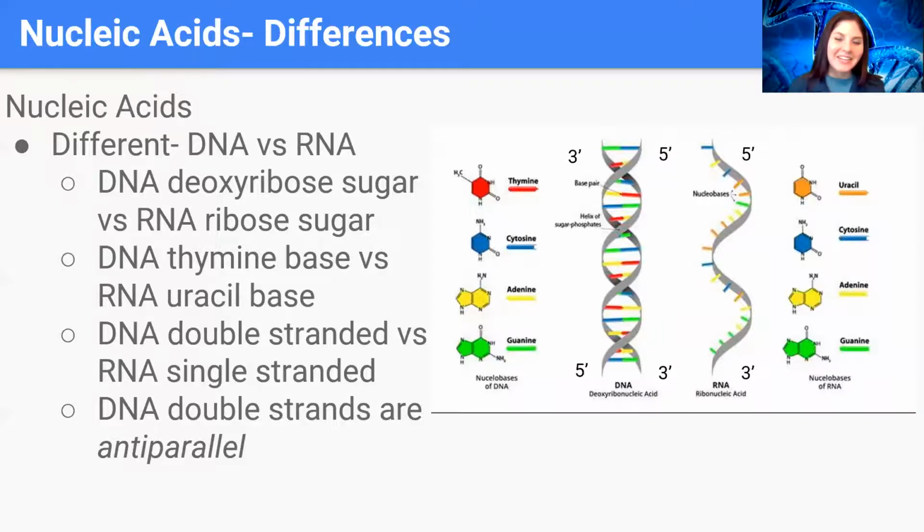Now, obviously, there are many differences between DNA and RNA. DNA is deoxyribose sugar, RNA is just ribose sugar. DNA has thymine, while RNA has uracil that pairs with adenine. DNA is double-stranded, whereas RNA is single-stranded. Because of this, DNA's structure is more stable than RNA. DNA in eukaryotic cells remains in the nucleus. It will not leave. Whereas in eukaryotic cells, RNA can actually leave the nucleus. DNA's double strands run anti-parallel.